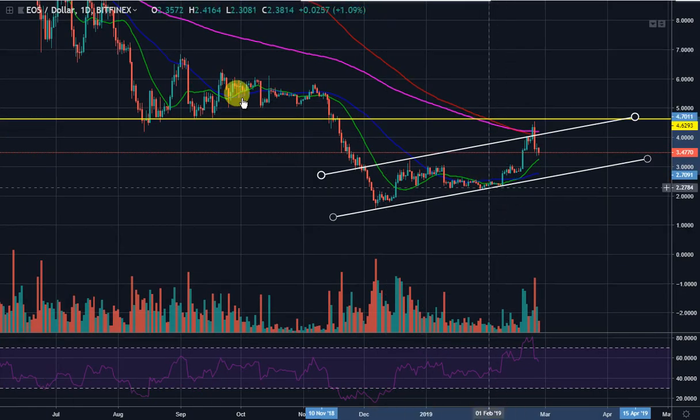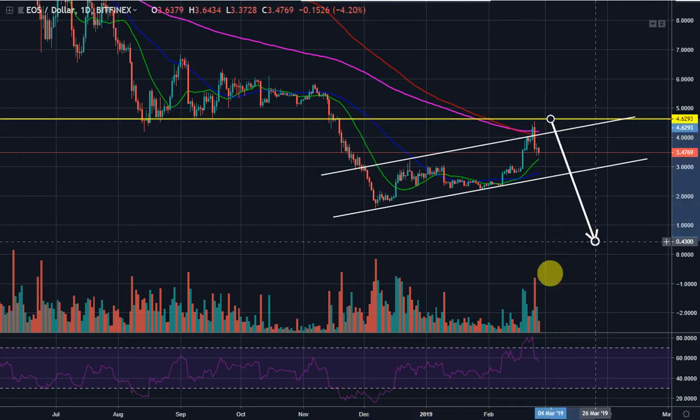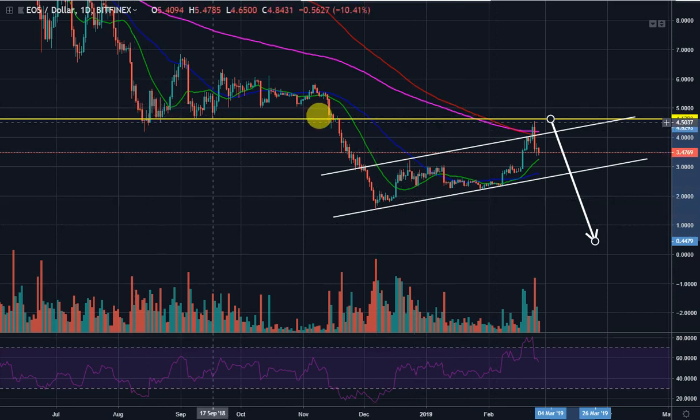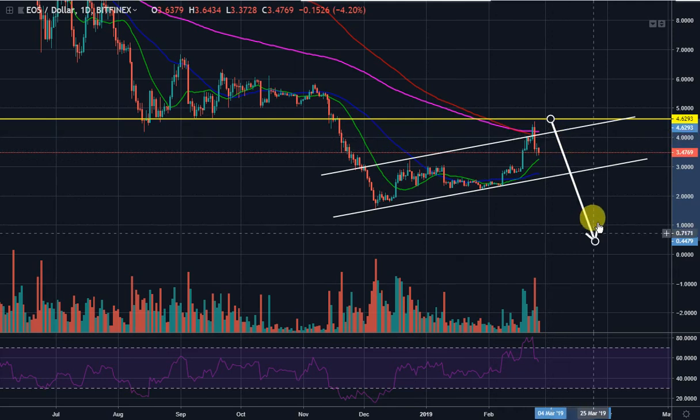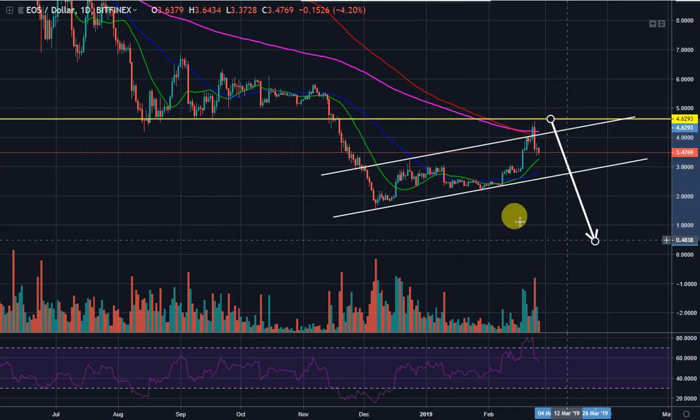Again, this is all the same. Look at the EOS. This is another major market cap in the cryptocurrency market. Again, we're up into major support, rising channel. For me, this breaks down again.